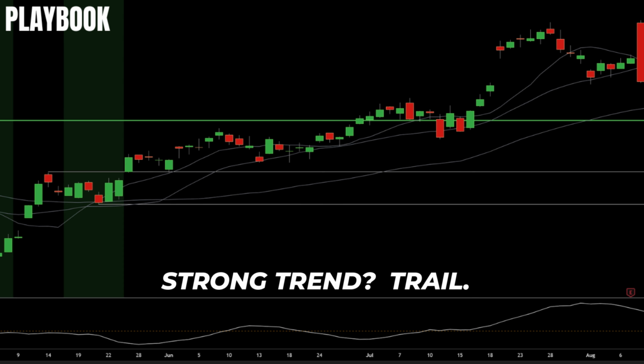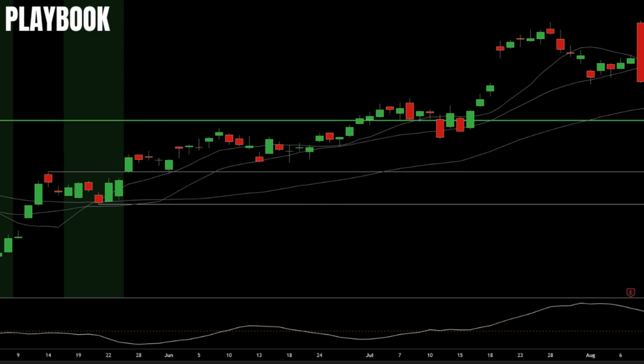Allow your profitable trades to run as you get more experience, but you certainly do not want to give back more than 50% of the open profit. Let's look at a few examples.